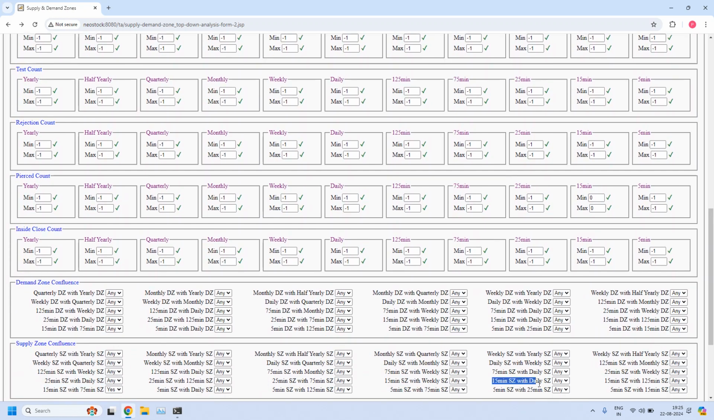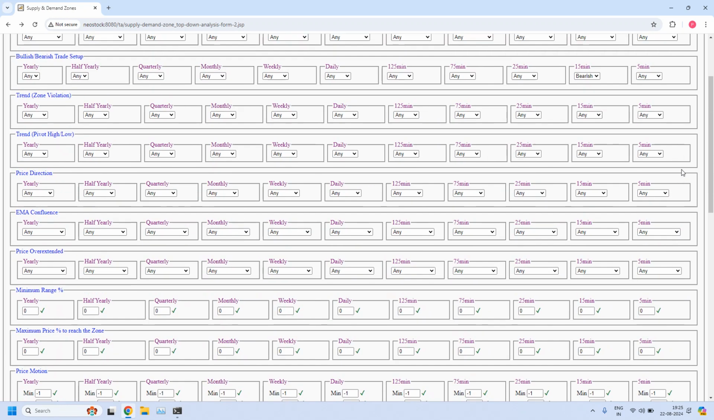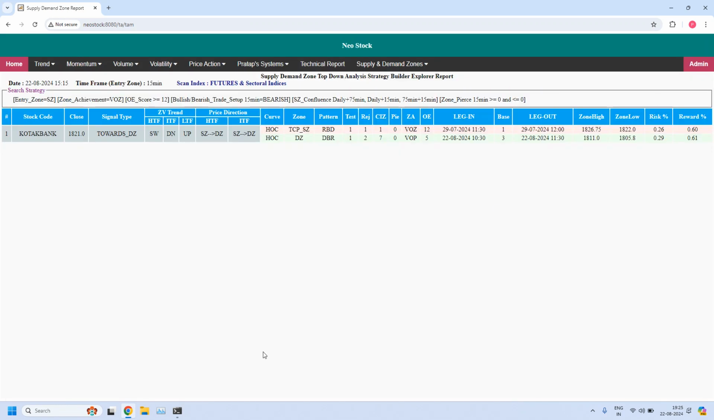So, 15 minute supply zone with the daily HTF time frame, and also ITF and HTF confluence, 75 with the daily. Also I am enabled with all the 3 filters. Let's verify. So one stock, Kotak Bank, is having a 15 minutes, 75 minutes and daily zone confluence. And this is a high liquidity zone, already gave a good test.